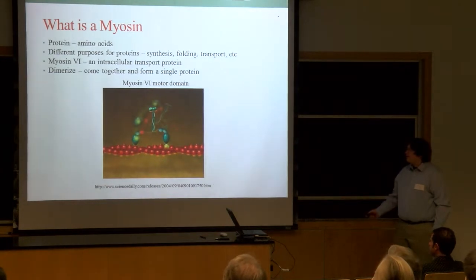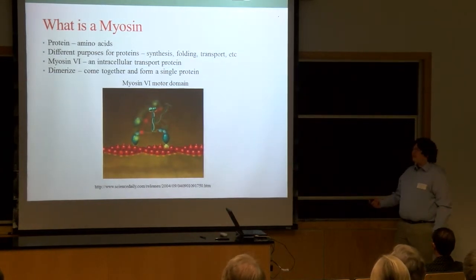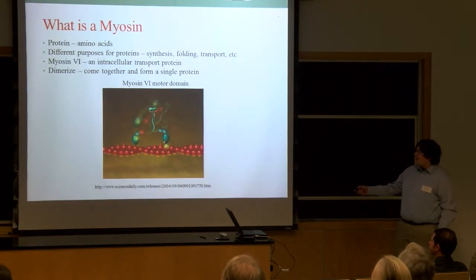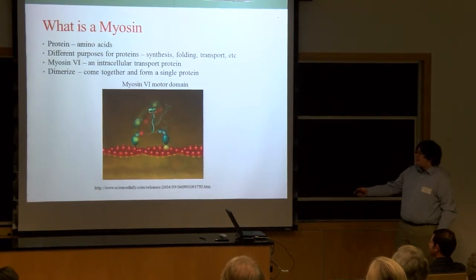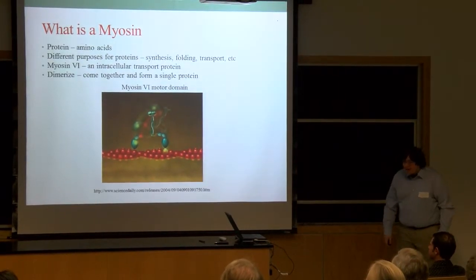So what is a myosin? First of all, it's a protein, which is a polymerized amino acid chain. That's actually myosin 6, drawn as a cartoon. It's walking on its little actin filament. That's how it steps, hand over hand.